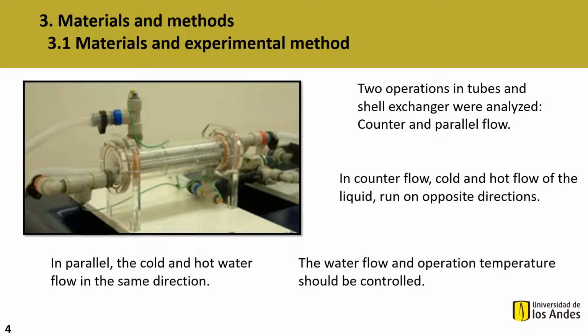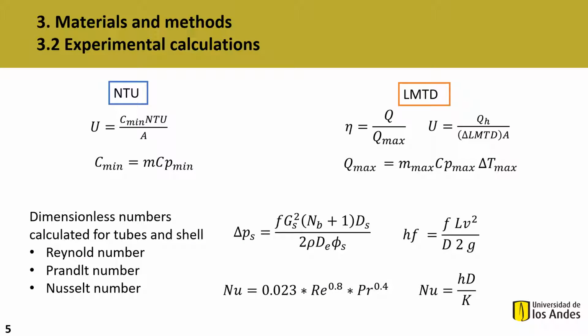During the experimentation, we analyzed both of the heat exchanger arrangements. In the countercurrent flow, cold and hot fluids go in opposite directions, while in the parallel flow, both go in the same direction. Based on the experimental results, calculations were made by the NTU and LMTD methods, as we can see here their main equations. We also calculated dimensionless numbers for the shell and tubes, such as Reynolds number, Prandtl number, and nozzle number, as well as the pressure drops for the tubes and shell.